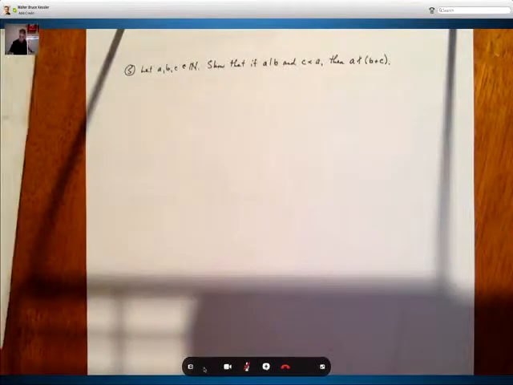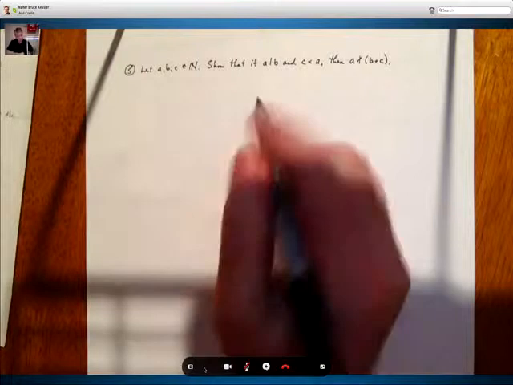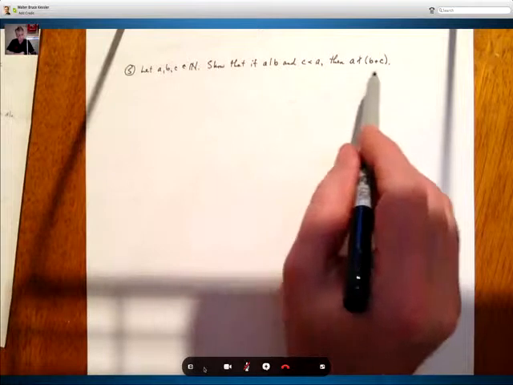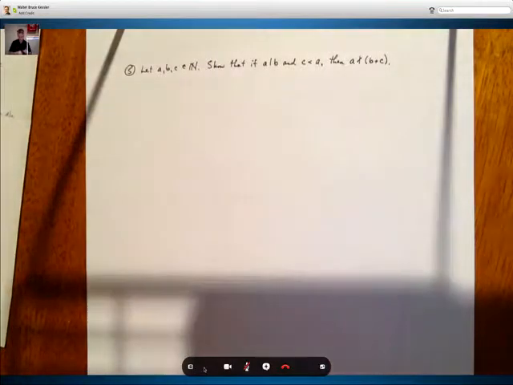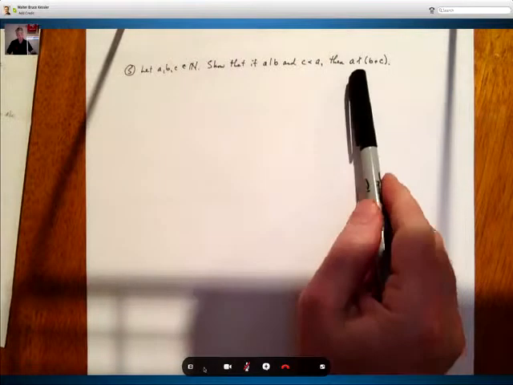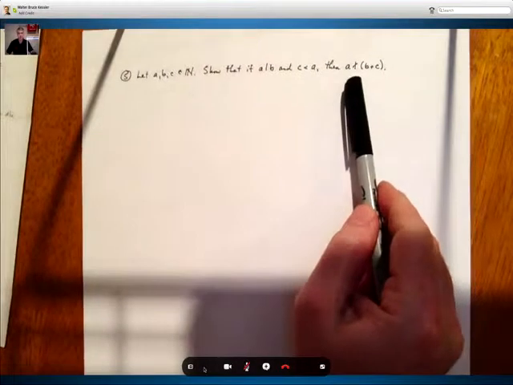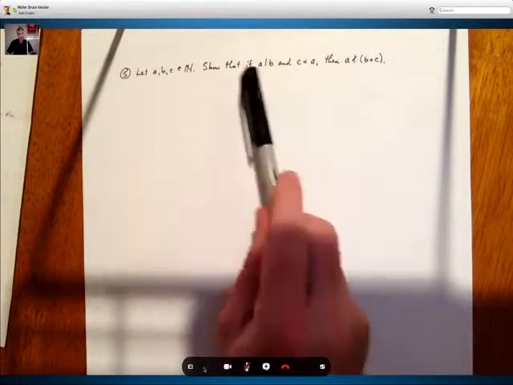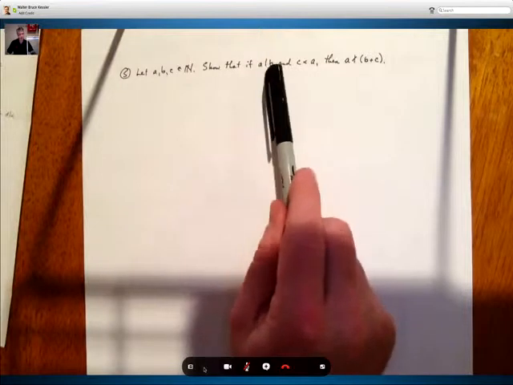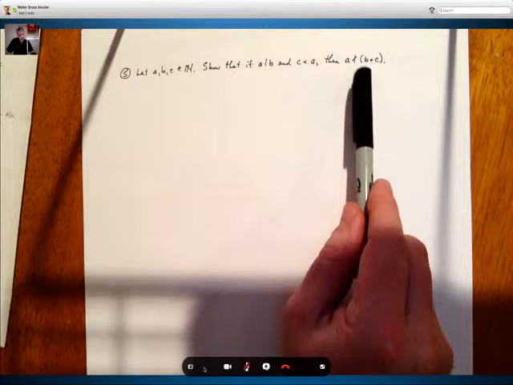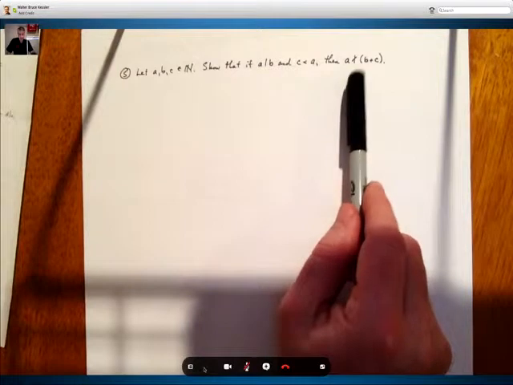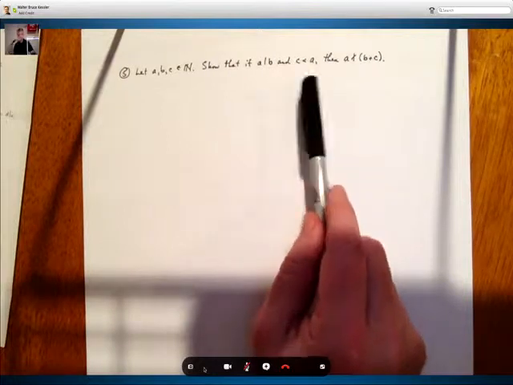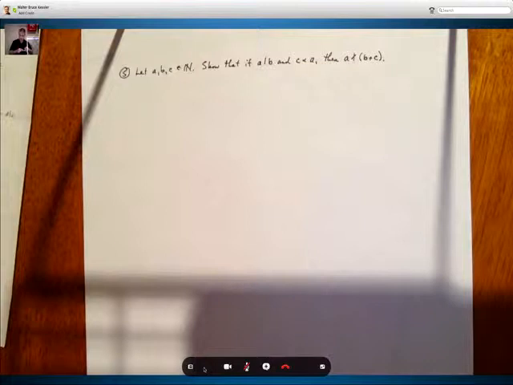Problem 5 is, okay, we've got a, b, and c natural numbers. Show that if a divides b and c is less than a, then a cannot divide b plus c. Now this one we have to be a little careful because we don't have a good way of representing does not divide, right? What I'm going to do in this case is actually kind of prove the contrapositive. I'm going to say, okay, let's let this part be true, and then show that if this doesn't happen, in other words, if a does divide b plus c, then c has to be bigger than or equal to a. Okay?